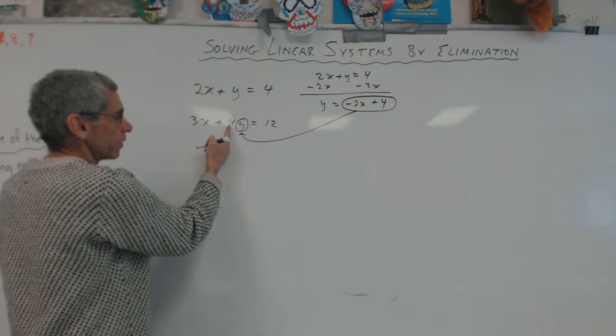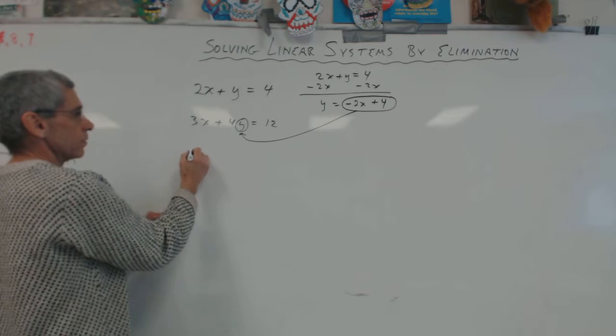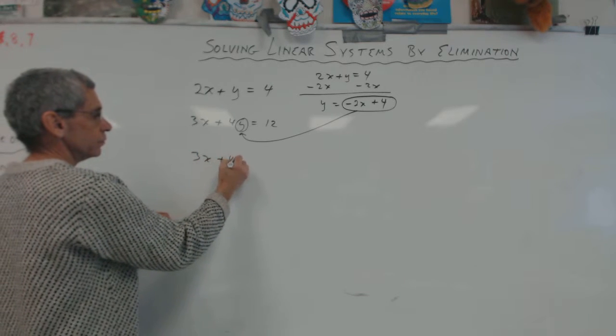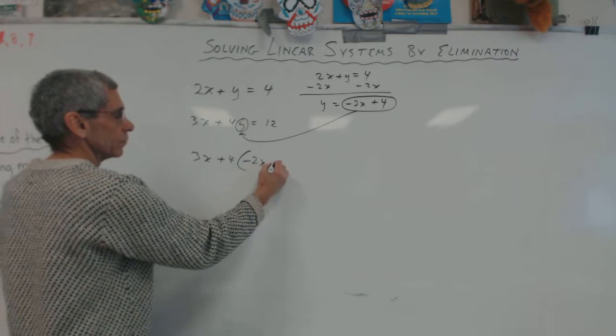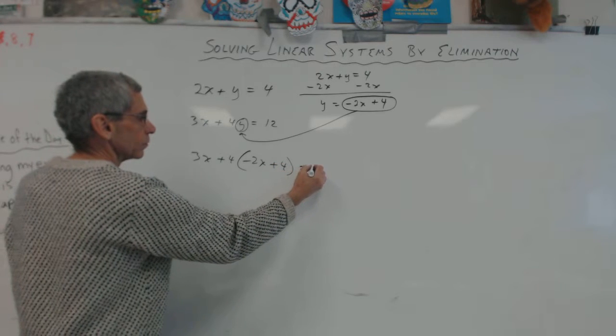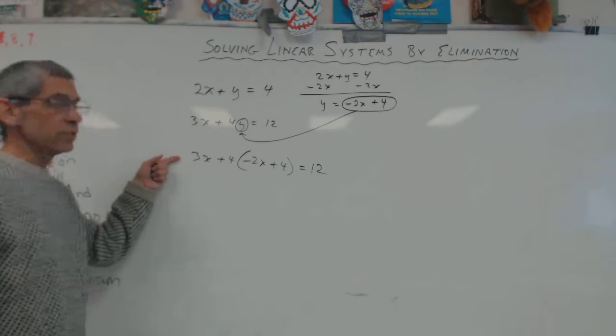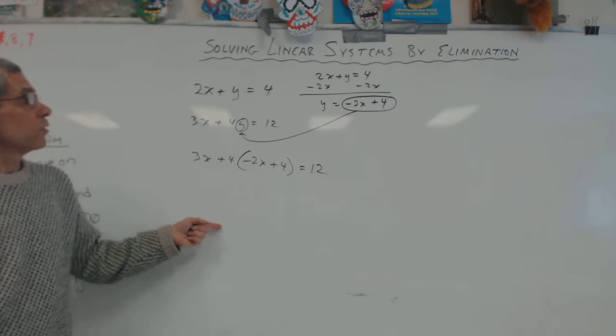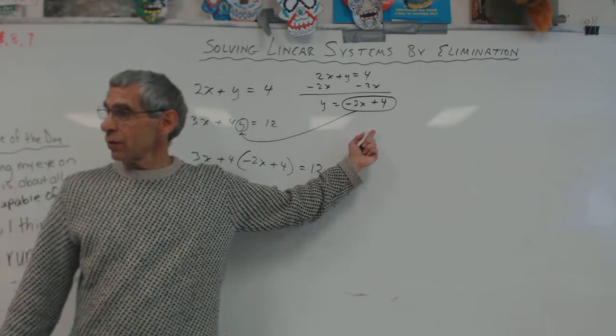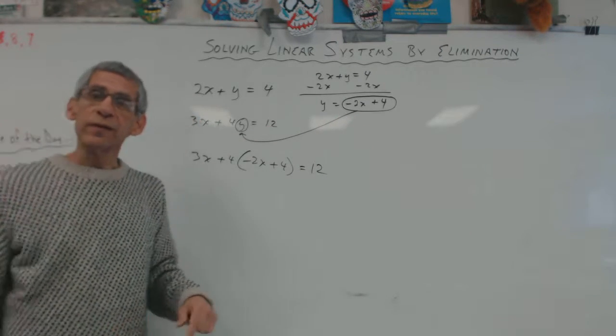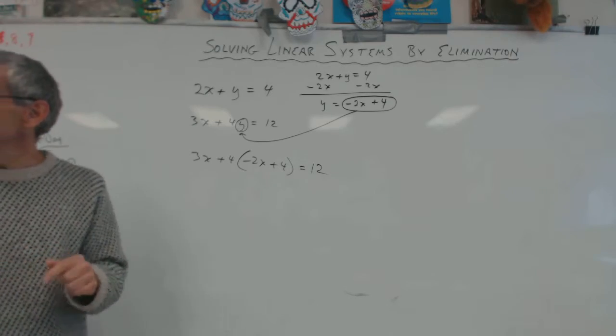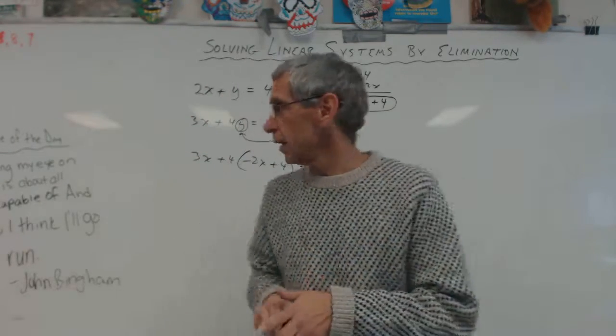You get 3x, and that 4 has got to be in front of the y, right? And you get 3x plus 4 parentheses negative 2x plus 4 parentheses equals 12. Then you solve for x, and then you go back and plug that in to solve for y. Okay, well, we don't have to keep going. I just want to make sure you remember the process, right?